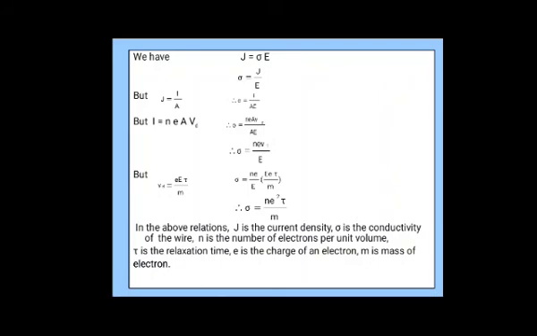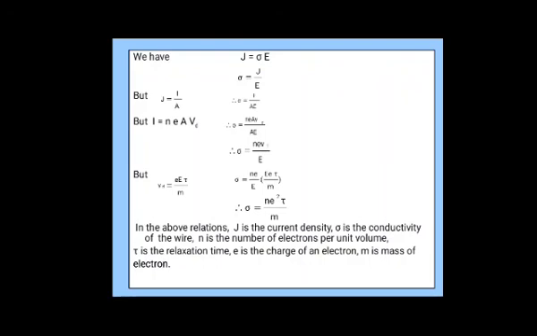One is J = σE. Another one is σ = ne²τ/m. Here you have used J = σE, then σ = J/E. Substitute for J as I by A. You will get σ = I/(A·E).